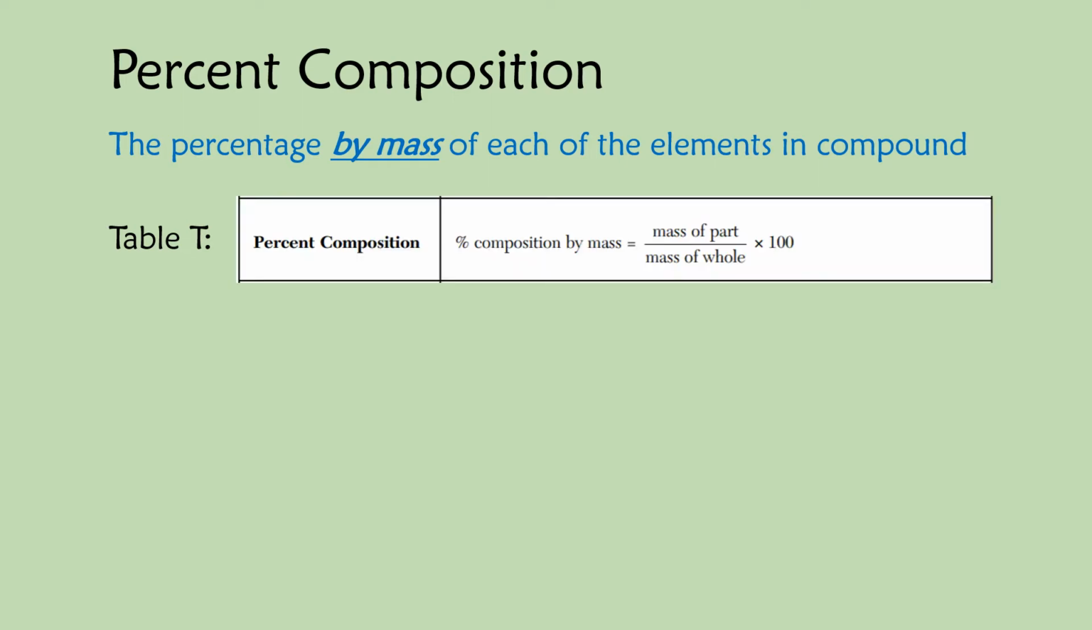Pretty simple, pretty easy. You basically just take the mass of the part, which means the mass of the element or whatever you're looking at, and you divide that by the mass of the whole, which is the mass of the entire compound, and you multiply that with 100.